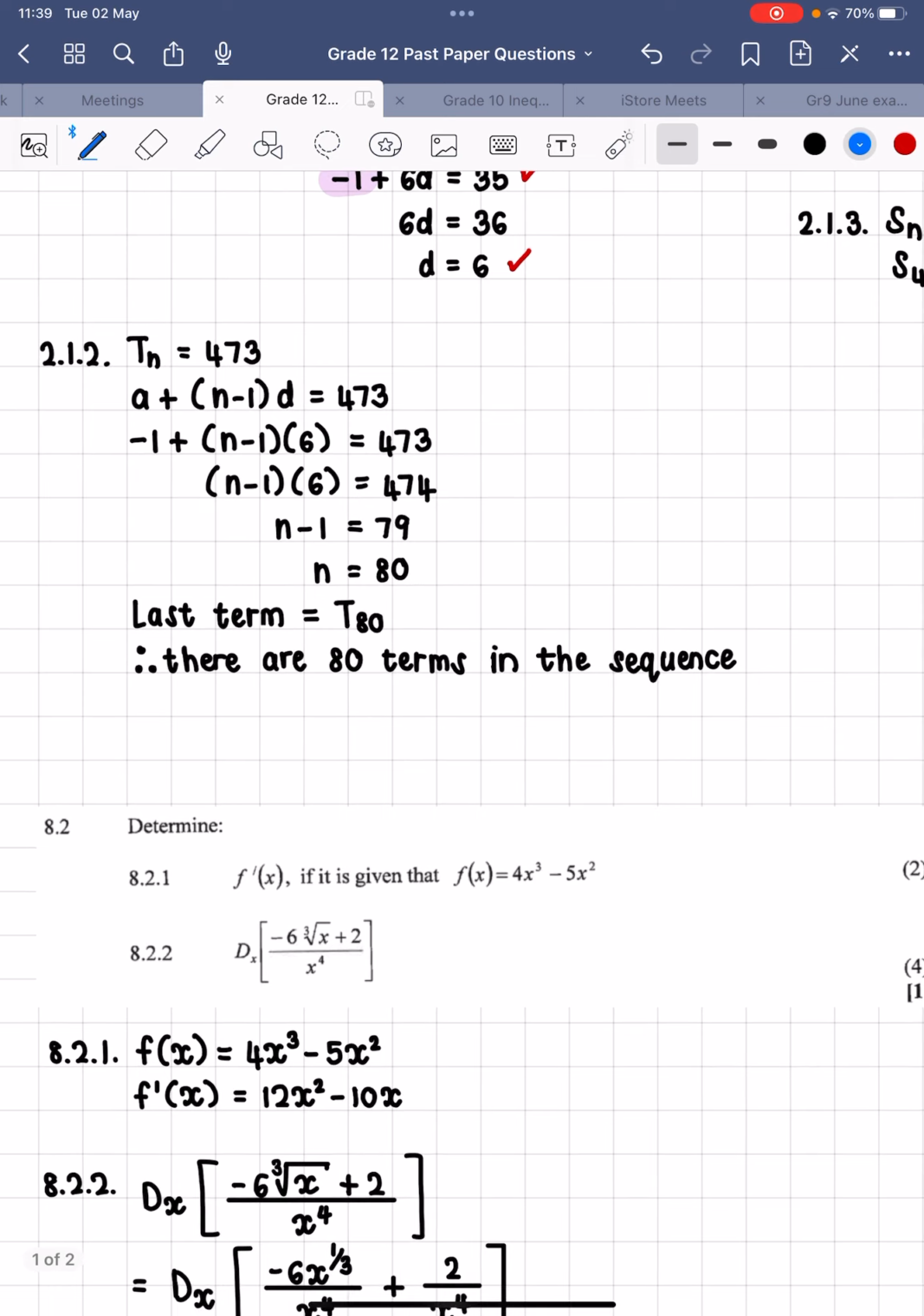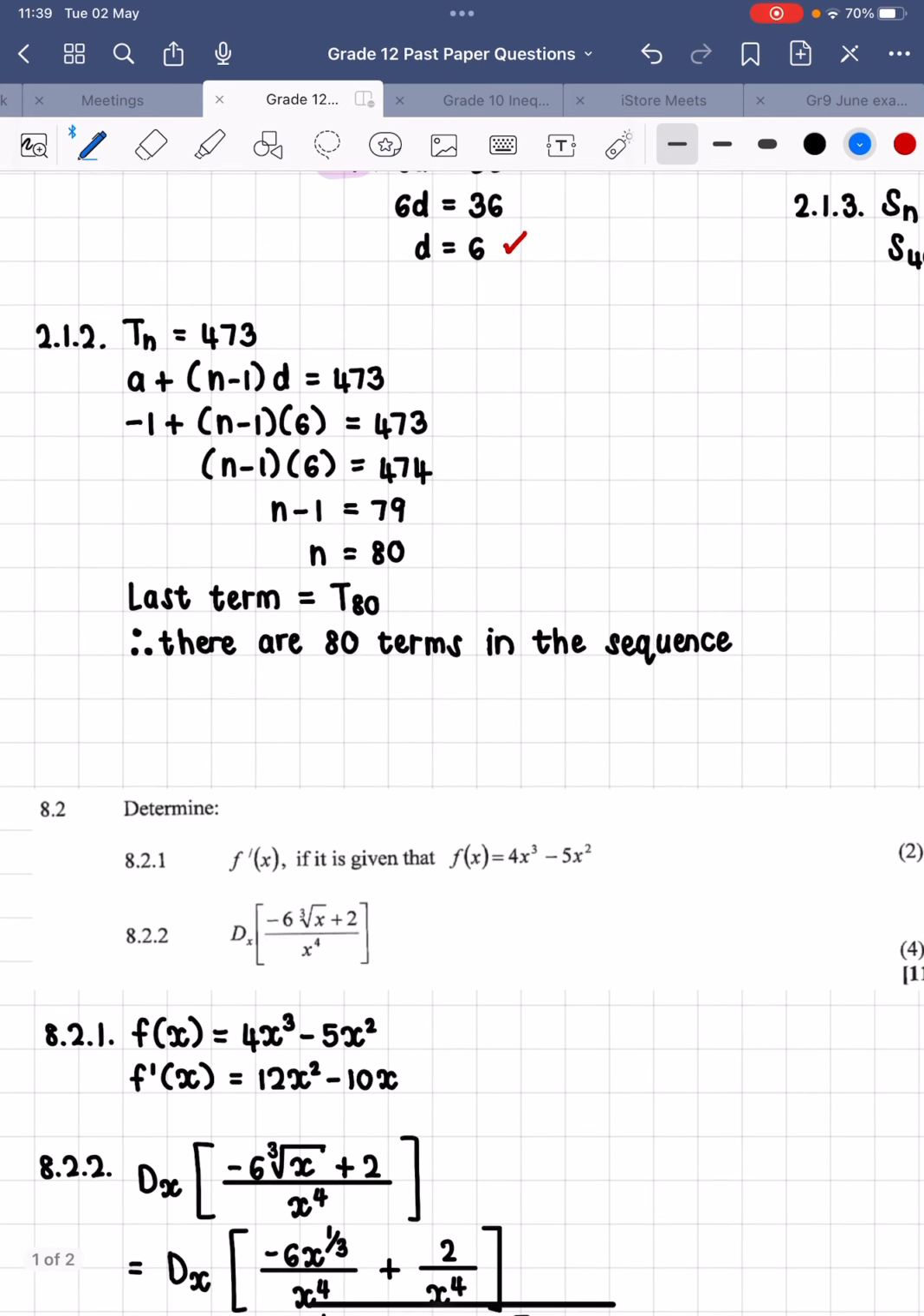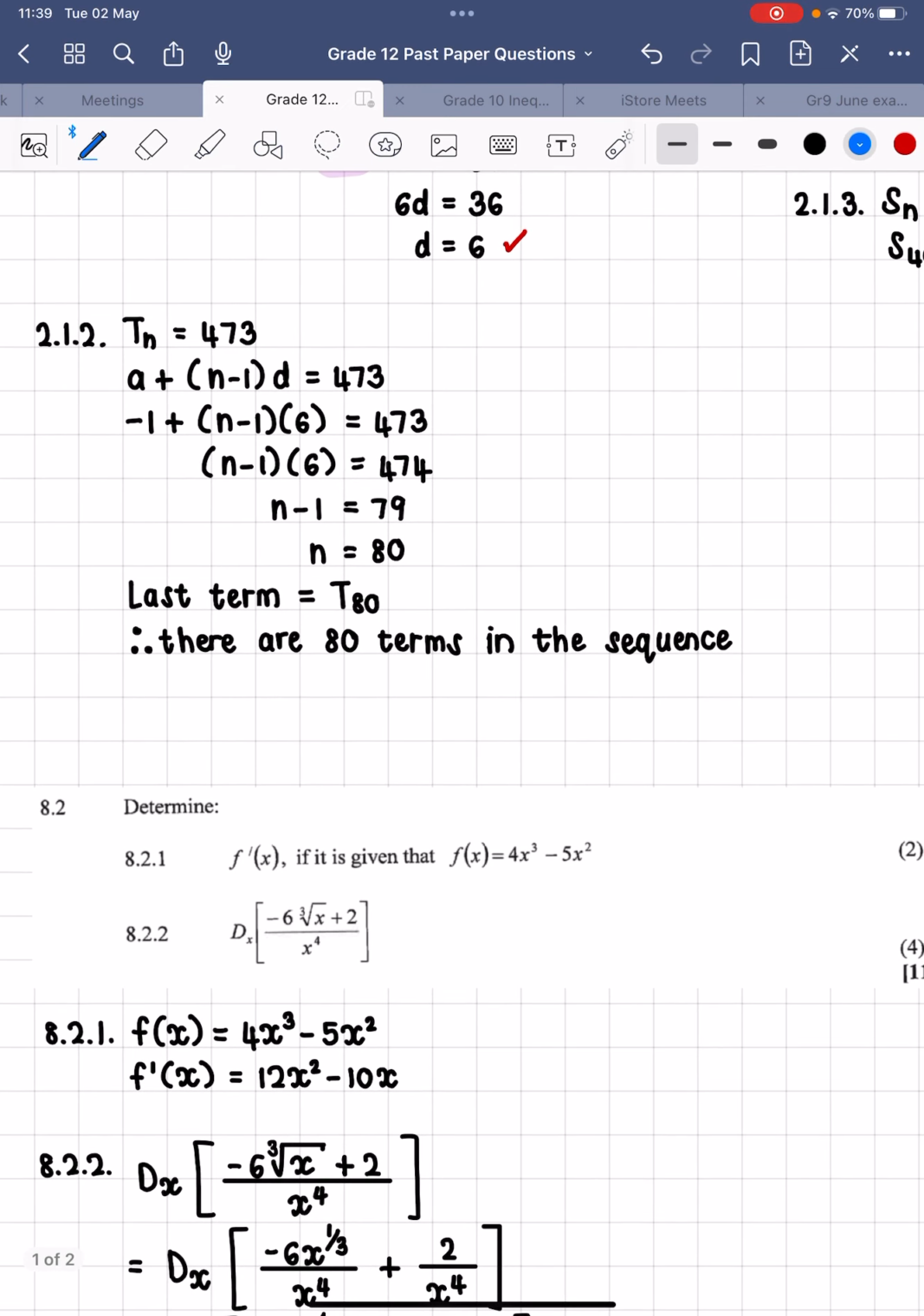Now from here, guys, you could have solved for n in a different way. You could have multiplied the 6 into the brackets and then moved everything across. That's also fine. But what I did here is I just said, okay, the opposite of subtracting 1 is adding 1. So that's how I got to 474. Then I divided by 6 and then I added 1. But it's fine if you did this.